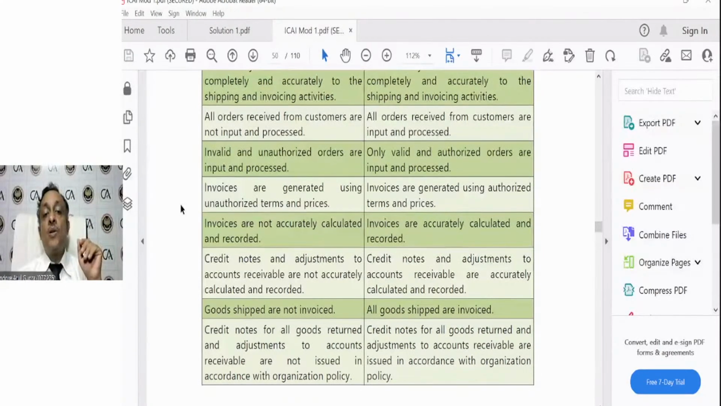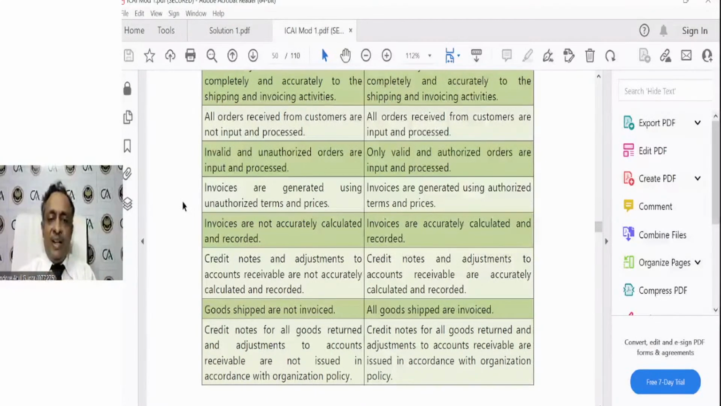Credit notes and adjustment to account receivable are not accurately calculated and recorded. Please understand, when you say credit note today, in your mind, calculate debit notes also. In the previous chart also, when it said credit note, don't put yourself only in credit note. In the bracket, it said debit notes also. Both transactions are possible. They have become very important because under the GST regime, credit notes and debit notes are also a source of GST debits and credits. You can take ITC and give ITC based on that. So now wherever you read credit notes, in the bracket also say debit notes.